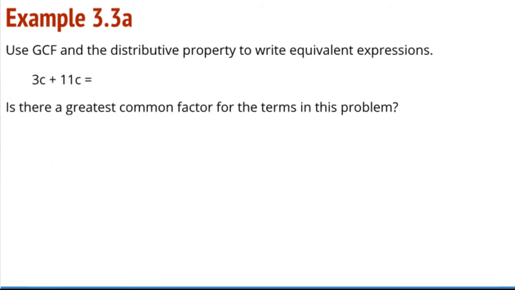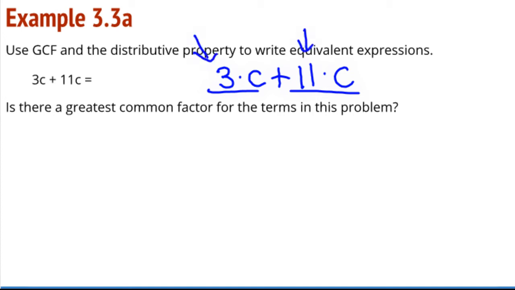All right, so going to use greatest common factor in the distributive property to write equivalent expressions. So is there a greatest common factor in the terms in this problem? Well, to find that, I need to expand it out here and take a look at what factors I'm working with. So 3 times c plus 11 times c. Do my terms have any common factors? Well, I notice that in the coefficients, in the numbers, there's nothing in common here. But I do notice that in the variables, I do have a common variable. So the greatest common factor here is going to be the variable c. And I would factor that out.